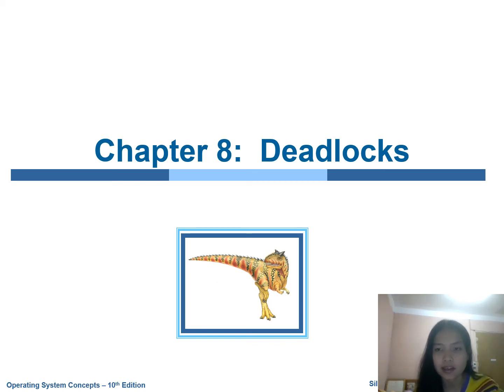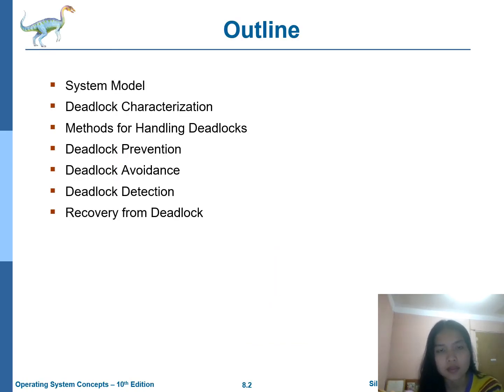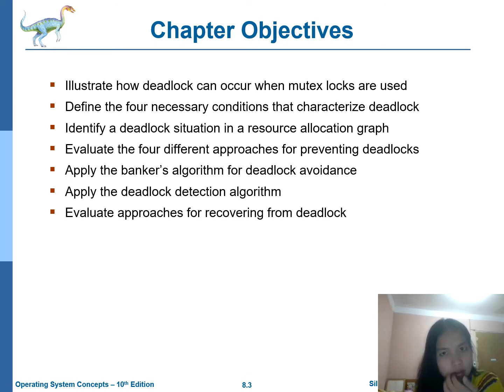Chapter 8: Deadlock. Chapter objectives: illustrate how deadlock can occur when mutex locks are used.